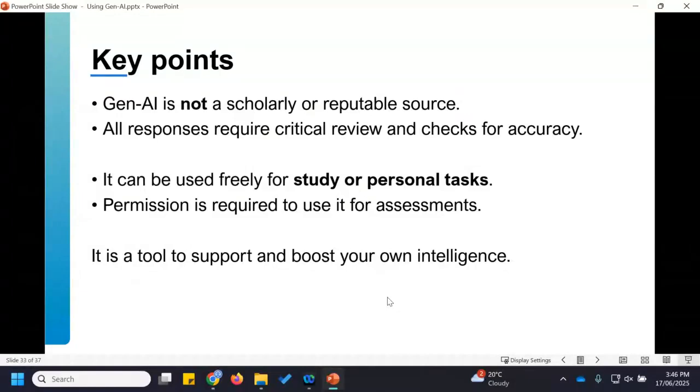And it's a tool to support and boost your own intelligence. So you're still considered the expert. You're still the person that is producing this work. And it shouldn't be used to the detriment of your own skill set, right? So it's a tool that you can use, a tool for your arsenal, but it shouldn't replace the things that you're trying to learn.